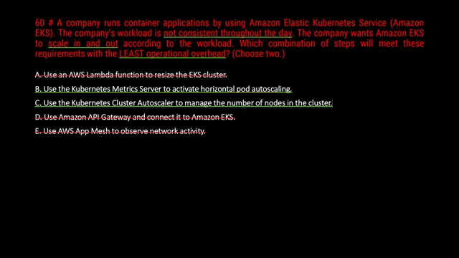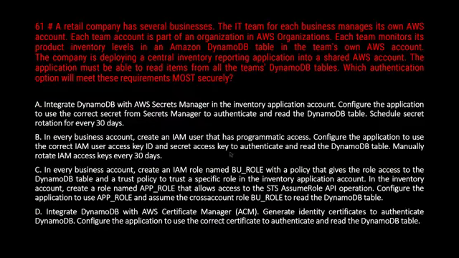This approach minimizes operational overhead. Will you agree with that? As it leverages built-in Kubernetes functionality and automation mechanisms. So the keyword is: whenever you see least operational overhead, try to use the built-in functionality of the application that they are mentioning in the question. Question number 61.